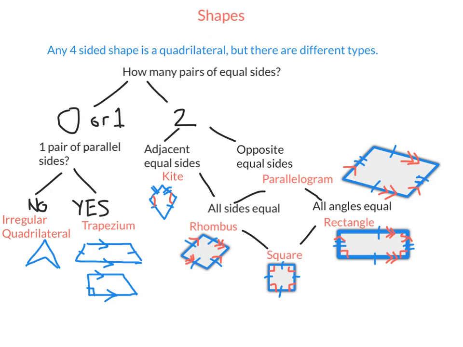But that's not true. A square must also have all 4 angles equal. So please make sure you understand the proper definitions of quadrilaterals. All right, let's now move on to transformations.